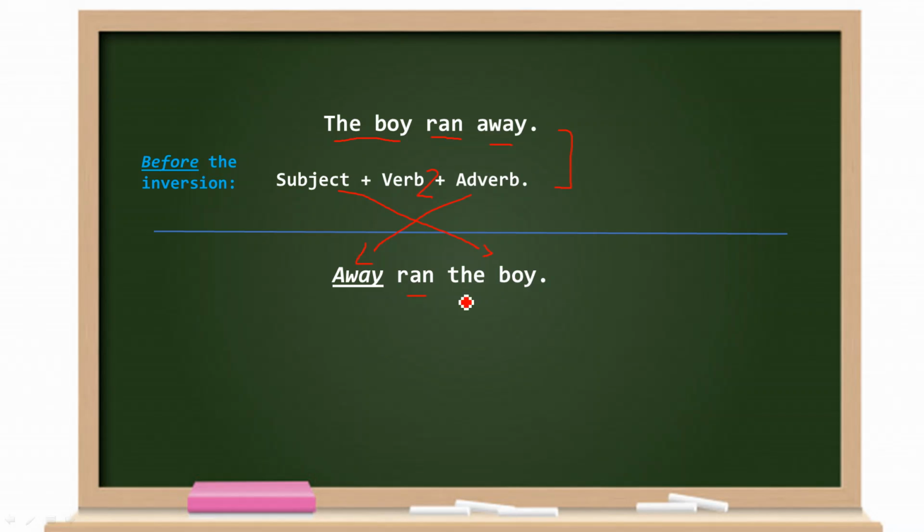We have the adverb at the beginning, then we have the verb, and then we have the subject. So it will be like this: adverb sentence, verb, and then the subject. This is after the inversion. Before the inversion we have the normal order, الترتيب الاعتيادي. After the inversion we have this kind of order which starts with الجملة الظرفية, then we have الفعل, then we have the subject الفاعل.